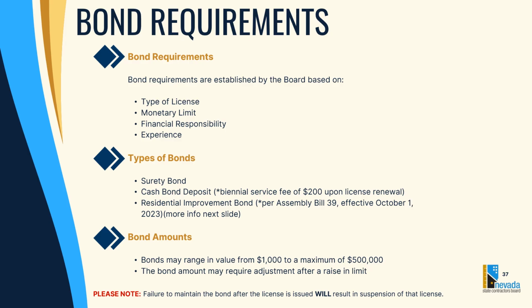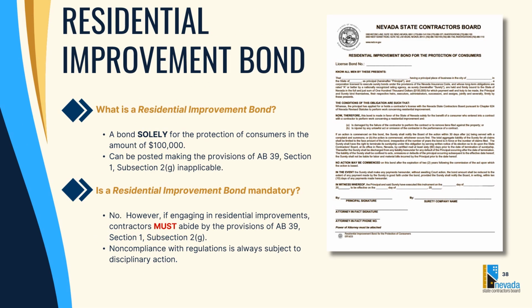You may have the option of a cash bond with a service fee of $200 upon license renewal, as well as a residential improvement bond per Assembly Bill 39. A residential improvement bond is held solely for the protection of consumers in the amount of $100,000. This bond type is not mandatory. However, if engaging in residential improvements, contractors must abide by provisions of AB 39, Section 1, subsection 2G. Non-compliance with regulations is always subject to disciplinary action.